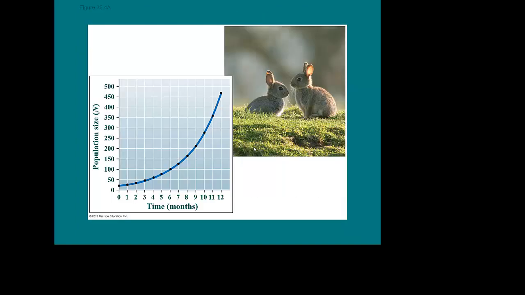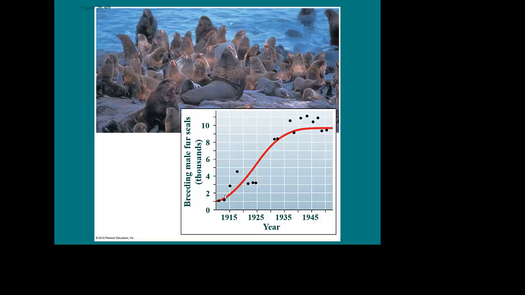We see exponential growth in other organisms as well, things like rabbits. The exponential growth in rabbits, we look at the population increasing from about 25 individuals to 475 individuals over the course of 12 months. These are huge growth patterns, right? We also see the same sort of pattern in breeding fur seals, increases from about 1,000.